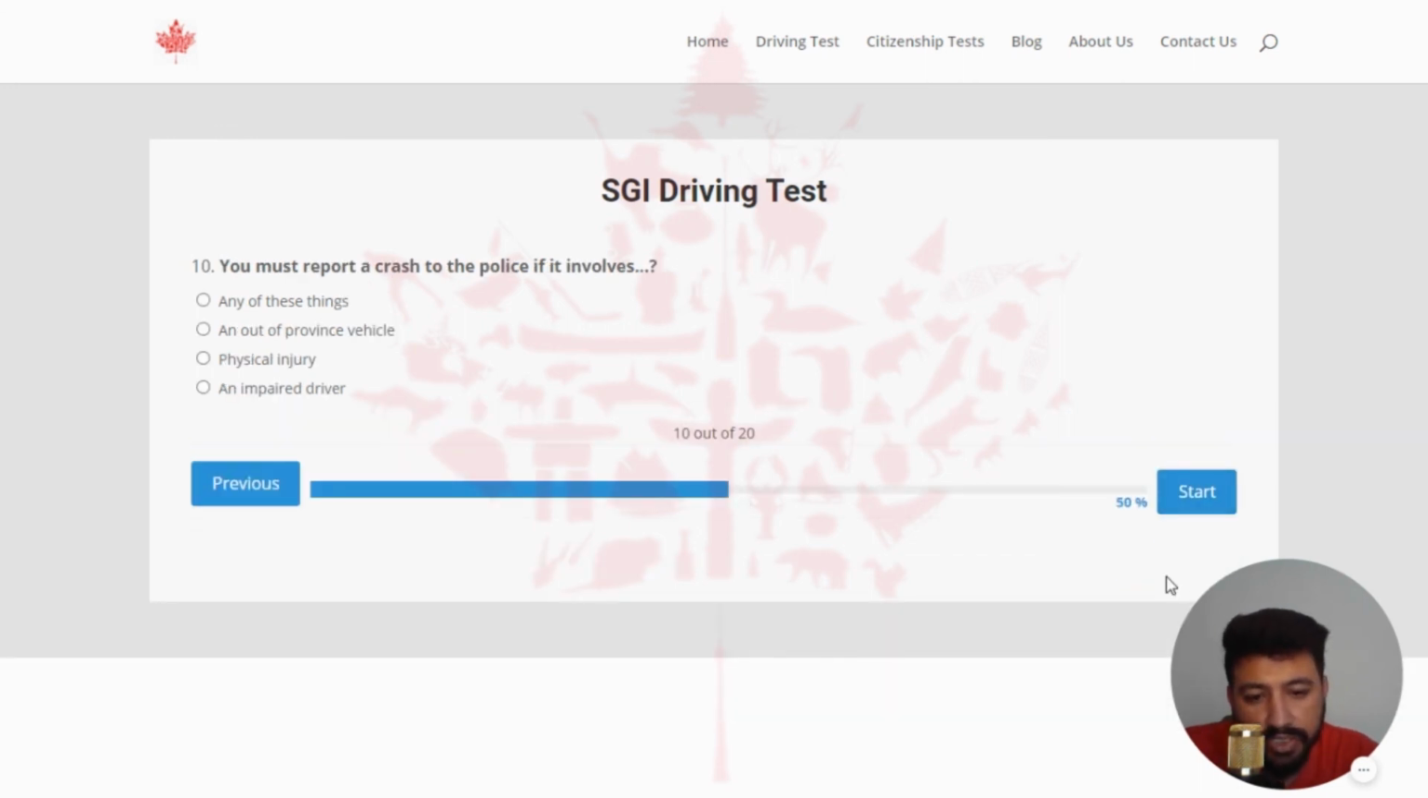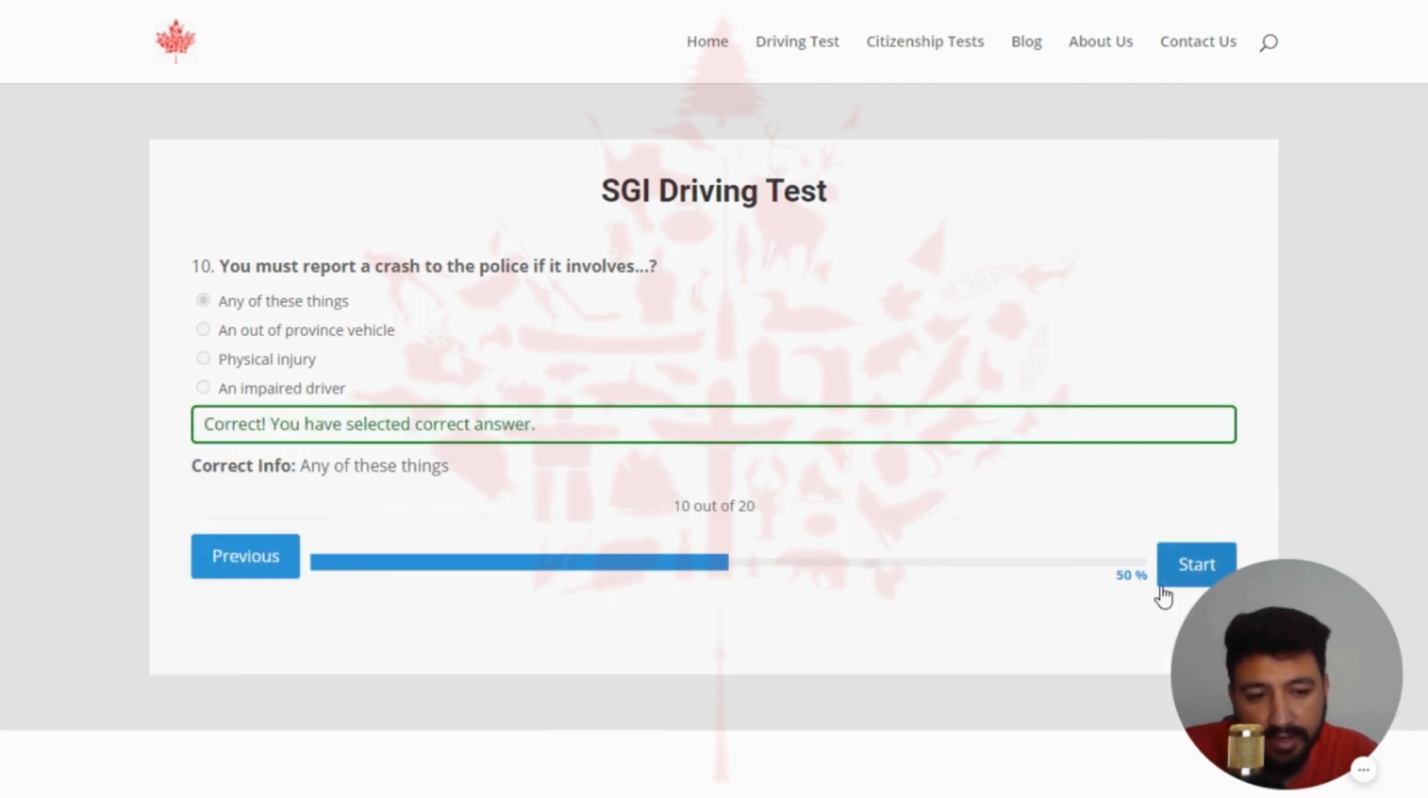Next, the 10th question is you must report a crash to the police if it involves. The right answer is any of these things. So I'm going to select the first one, which is any of these things. This is the right one.